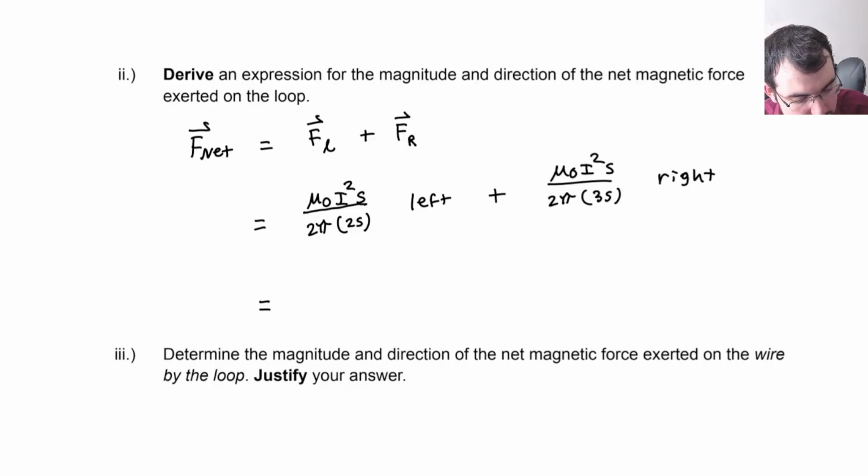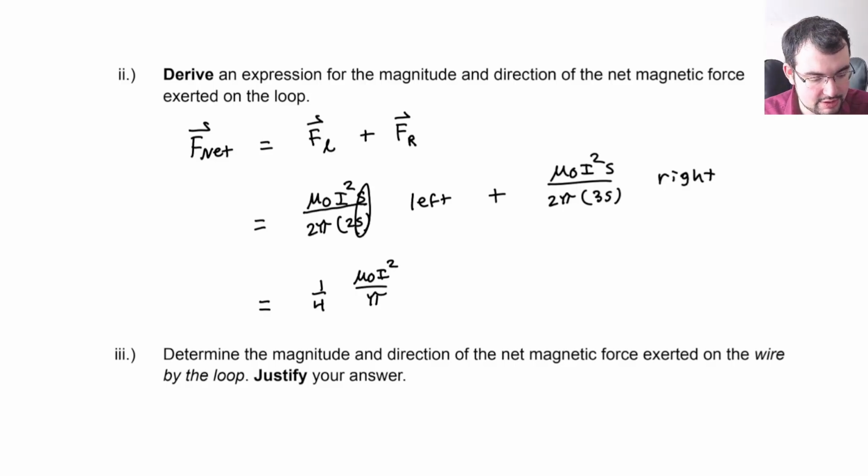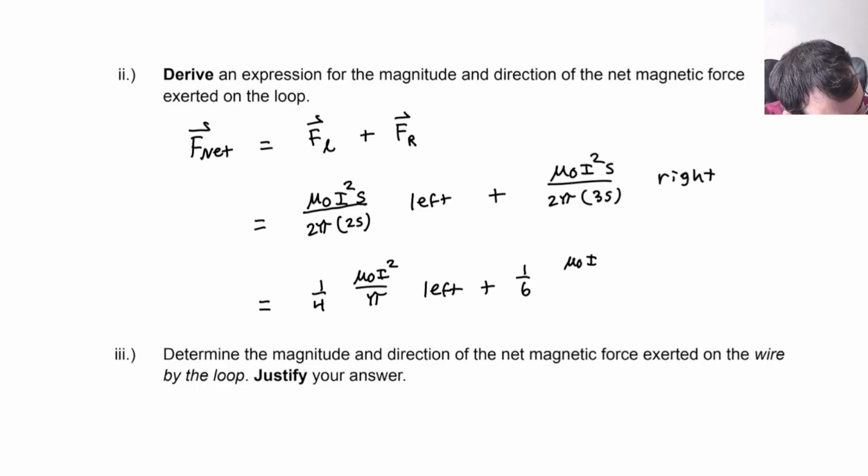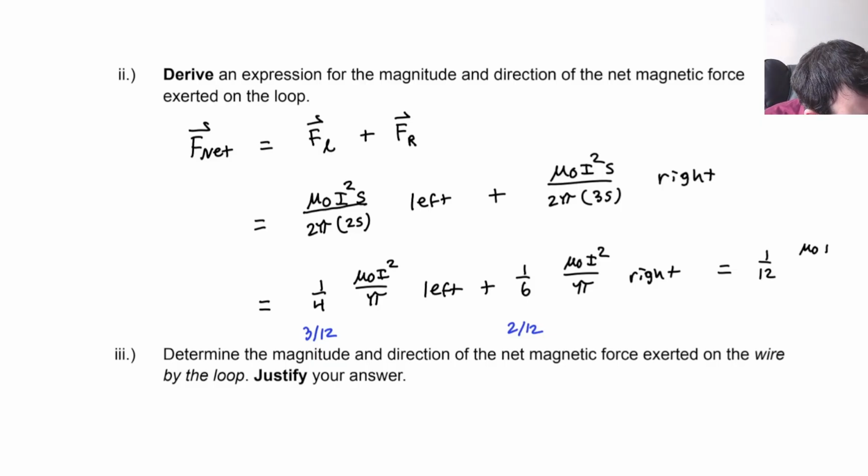So now we'll do our good old subtraction. So let's see, this is going to end up being 1/4 mu naught I squared over pi, because the S's actually end up canceling here. So that's going to be left, and then plus, no canceling here, and then we can work that out. So it's really 1/4 minus a sixth. So 1/4, that's 3/12. 1/6 is 2/12. So 3 minus 2 is 1. So we actually just get 1/12 mu naught I squared over pi. And that net force is directed left.